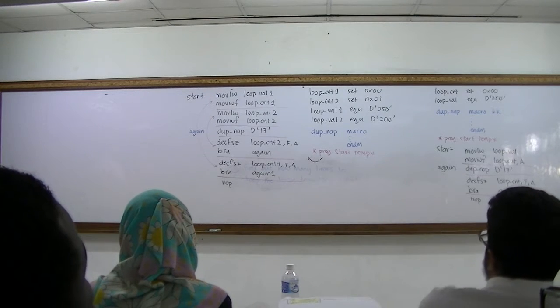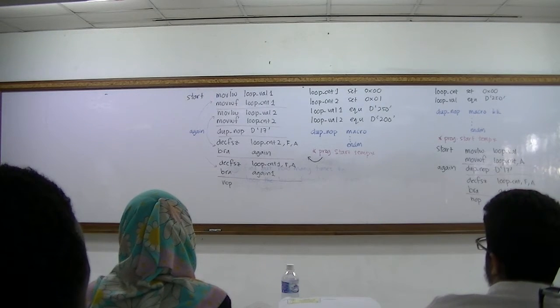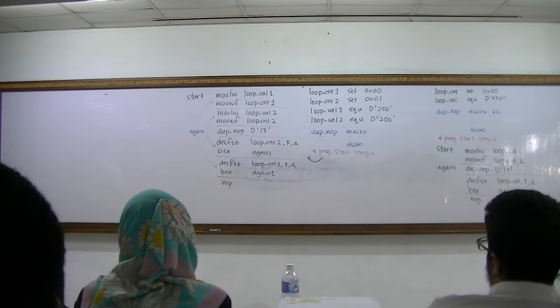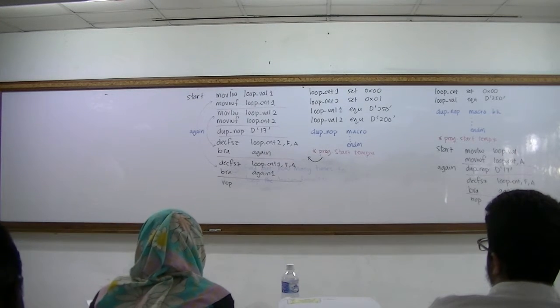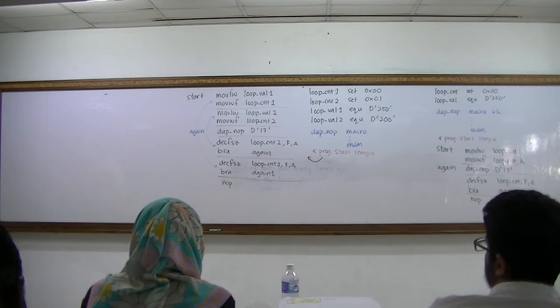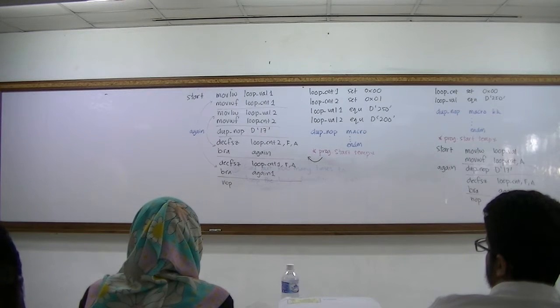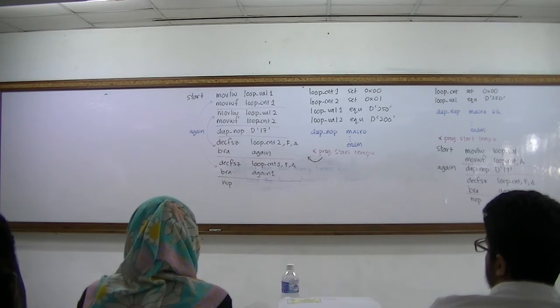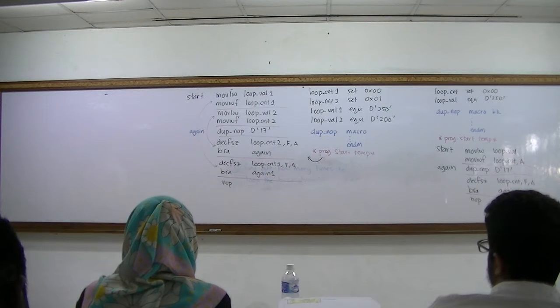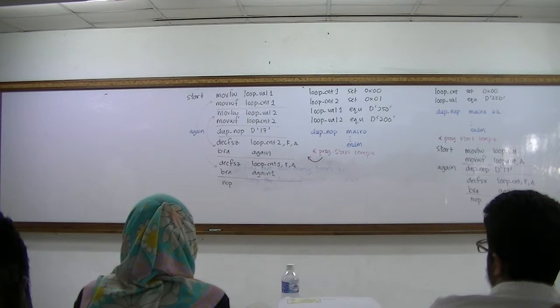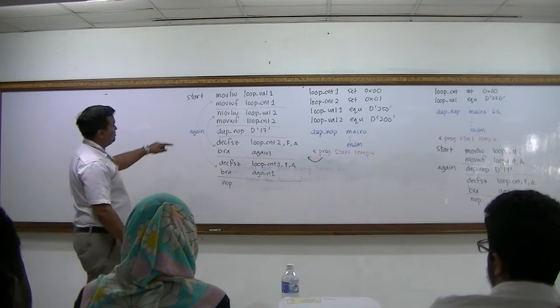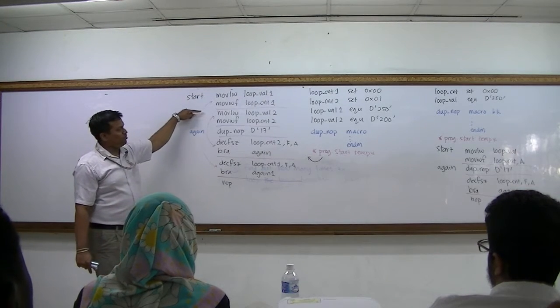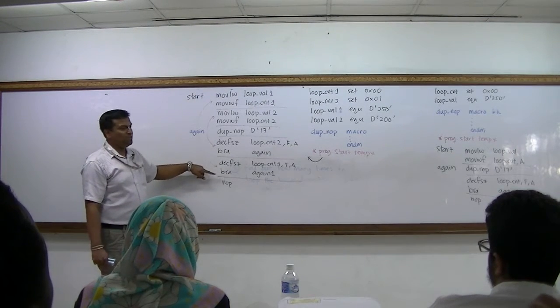Loop count. Decrease. Okay, here's the hint. Loop count 2 has become 0. You need to run it again. What should you do? Move out of the loop. Yes, you should come here. Your loop count is already 0. That's why it's coming here.